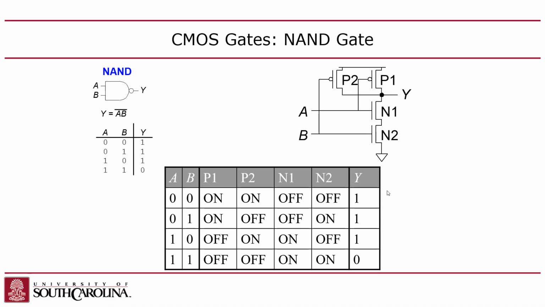Now, if you want to build multi-input gates like a NAND gate, then it's a little bit more complicated, because then you have to start creating serial and parallel connections of these transistors.